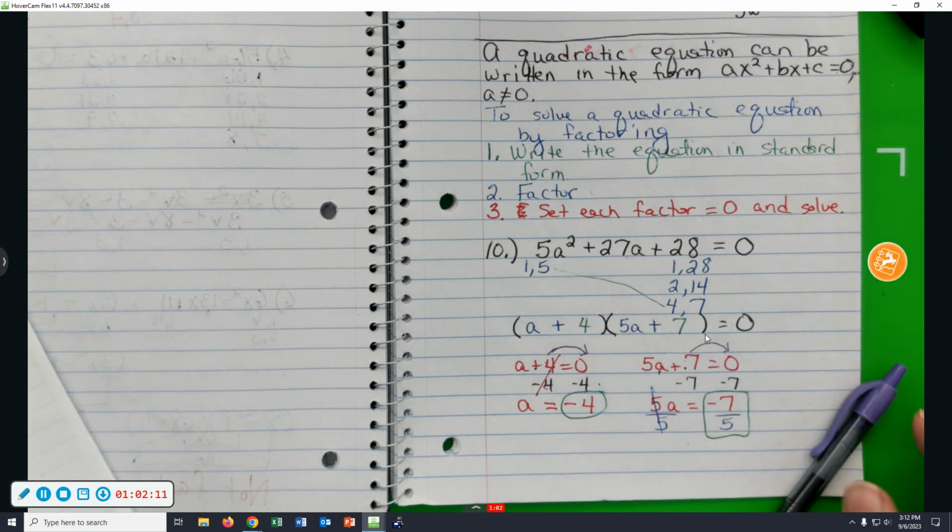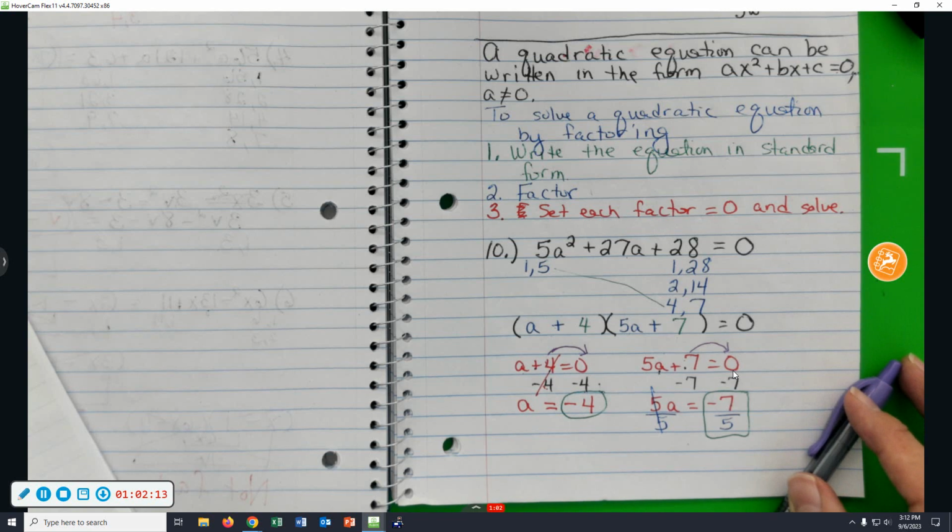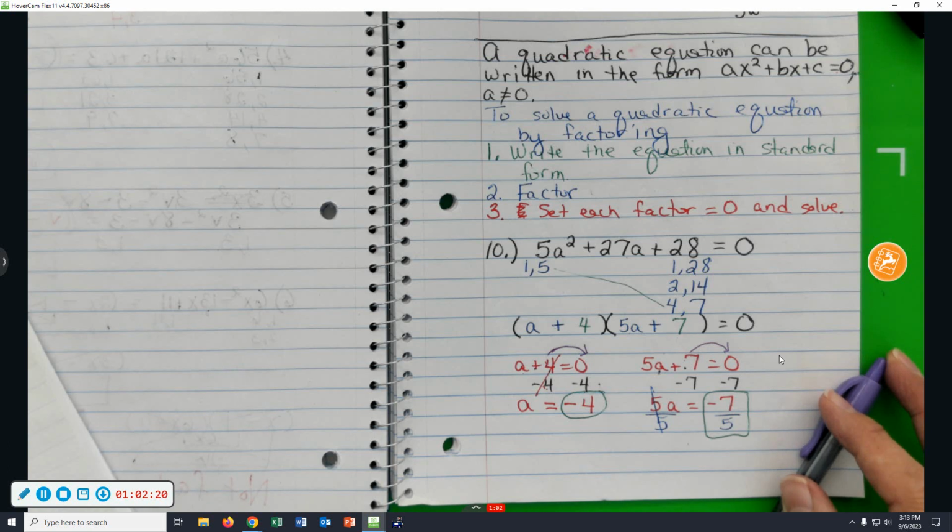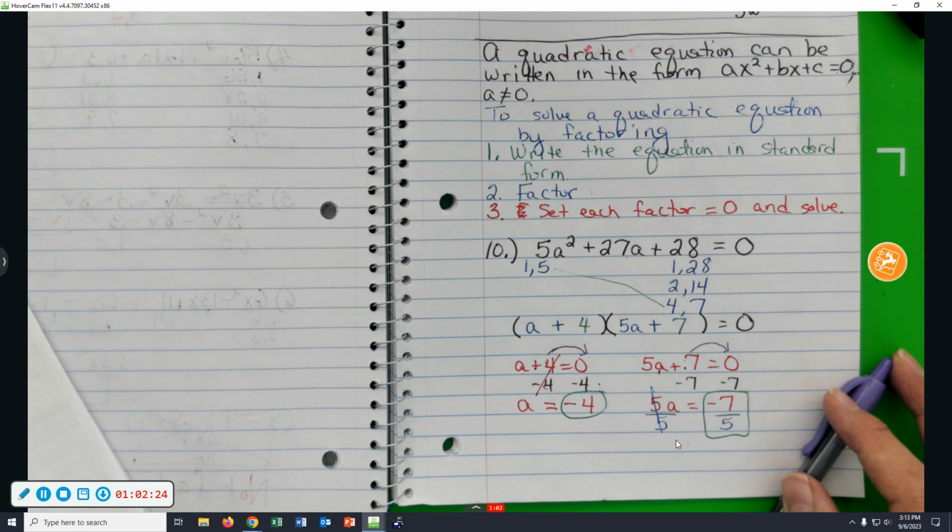Okay? If we're going to use that transposing terms method, you change the sign when you're undoing addition or subtraction. You're moving the stuff, but when you're dividing, you don't divide by negative 5. You divide by 5 itself.